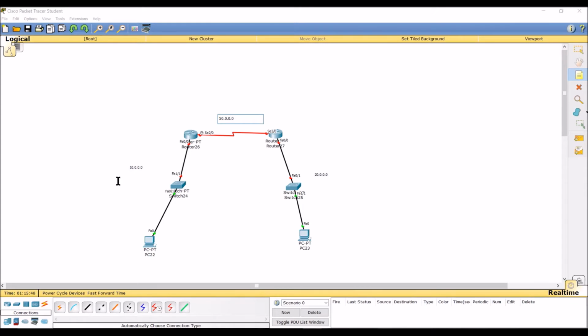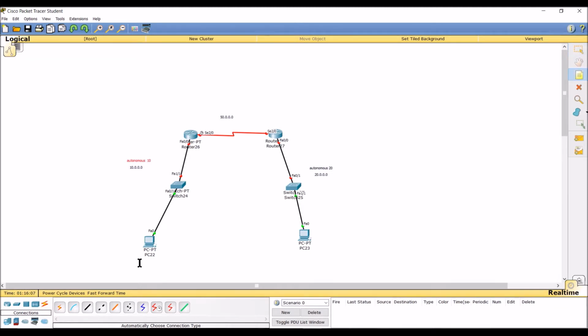According to BGP we have to give our autonomous system number for this network and for this network. Let's say this system's autonomous system number is 10. For this network the autonomous system number is, let's say, 20. Okay.